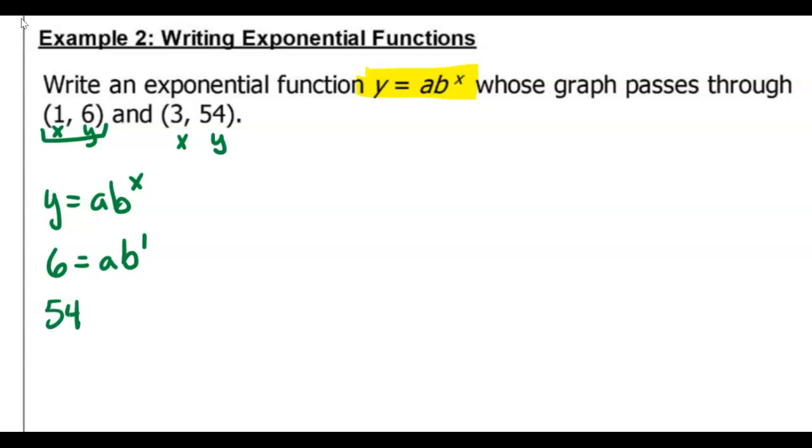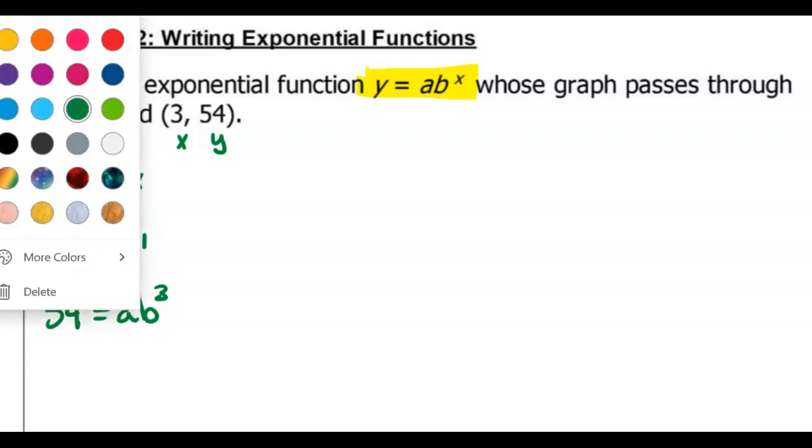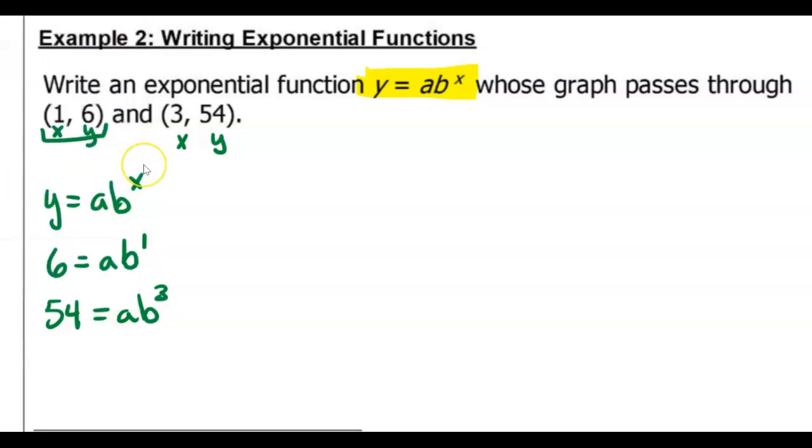y is 54, we don't know a or b, and x is 3. So your first step is to write two equations using the 2 points that were provided. Your next step is to take one of those equations and rearrange it so that a is by itself. This is going to let you use substitution.